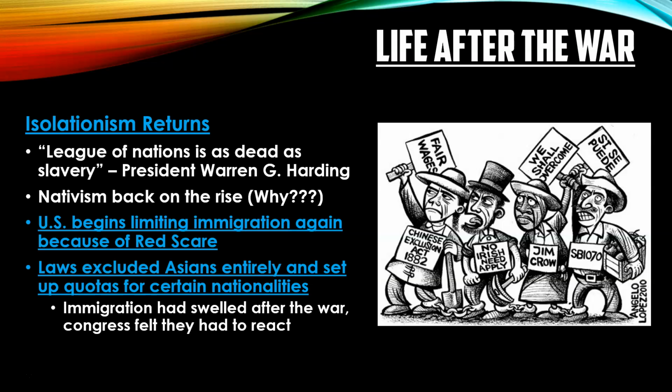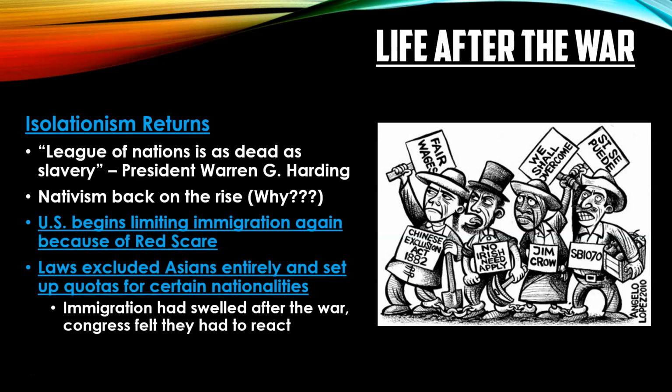Now, isolationism is going to return during this period as a result of the Red Scare and Congress and the United States not wanting to be involved in all of these European affairs. Nativism is back on the rise, which you can imagine why, trying to keep out these immigrants. The same thing that we did, if you see the picture on the right, the Chinese Exclusion Act, we had the Japanese Exclusion Act, and all these things that went on. The U.S. is going to start limiting immigration again. Laws excluded entire Asian families, even set up quotas for certain nationalities of how many of that nationality could come in.